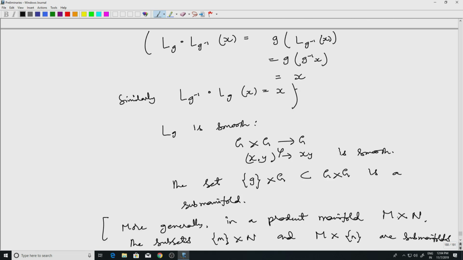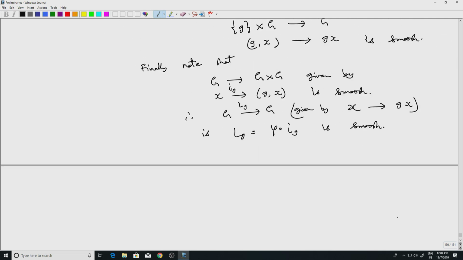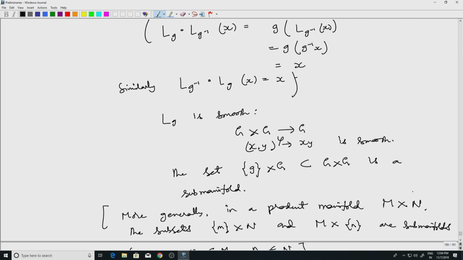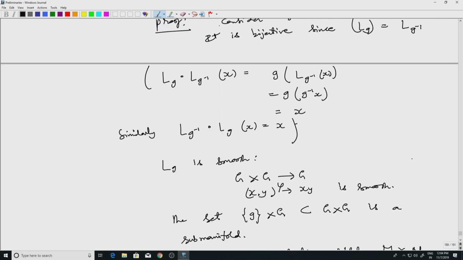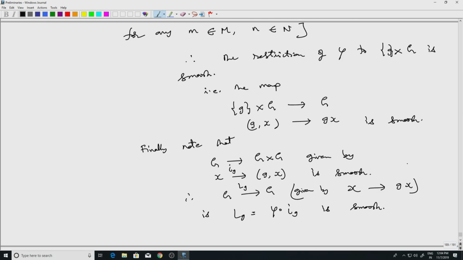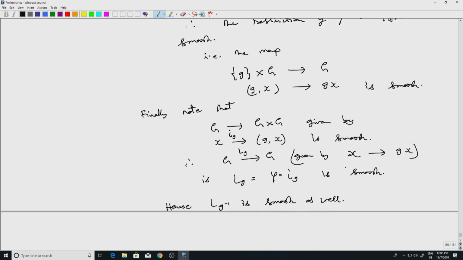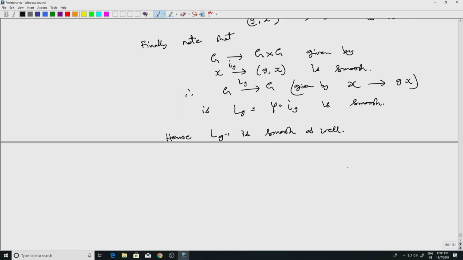So in short, this map is smooth, and we were trying to check that L_g is a diffeomorphism. Bijectivity was immediate because we could construct an inverse, and I have just shown the smoothness of L_g, and this is true for any g. So I might as well start with g inverse, and L_{g inverse} is smooth as well. So the inverse map is also smooth, and the same considerations apply to R_g.